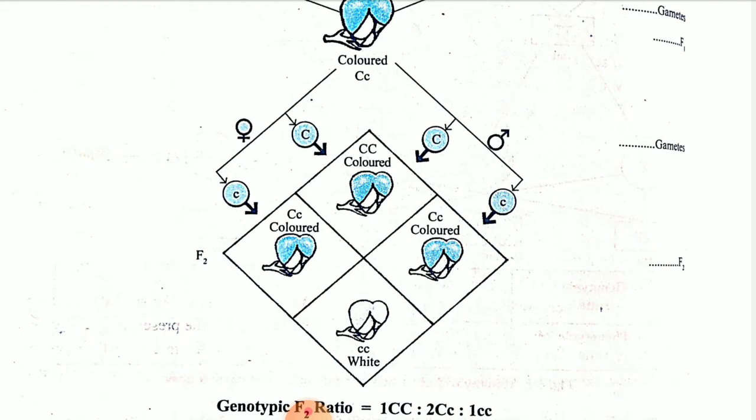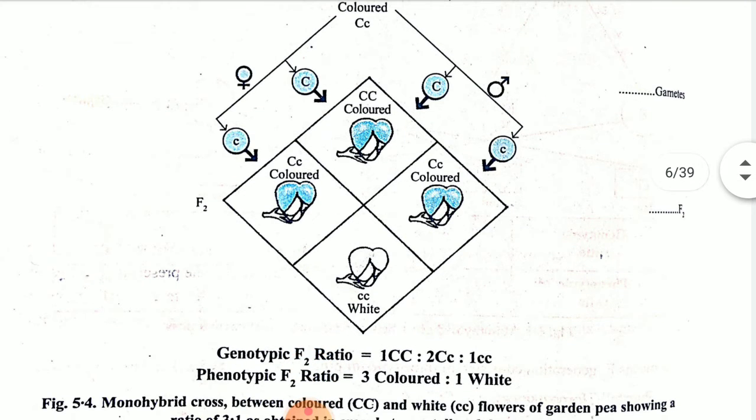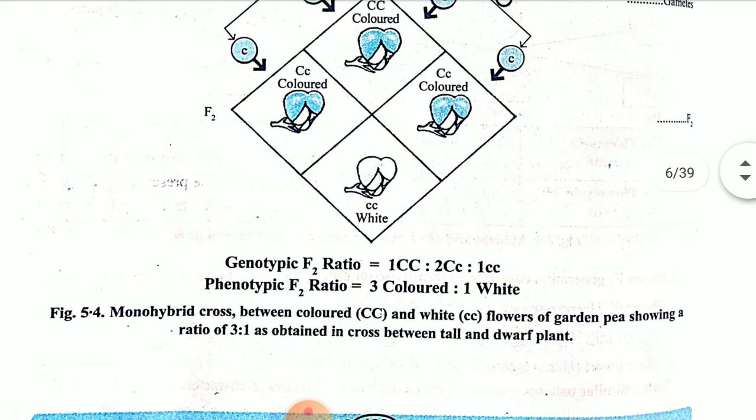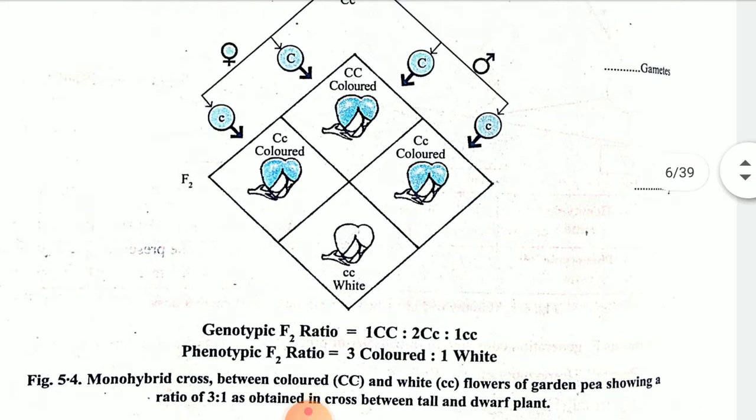We will get four offspring. The first offspring will be pure dominant, capital C capital C. Then we will get two hybrids, capital C small c, which too will be colored morphologically. And the last one will be small c small c, which will be white in color. So both dominant and recessive characters are visible after one generation, that is, in the F2 generation.